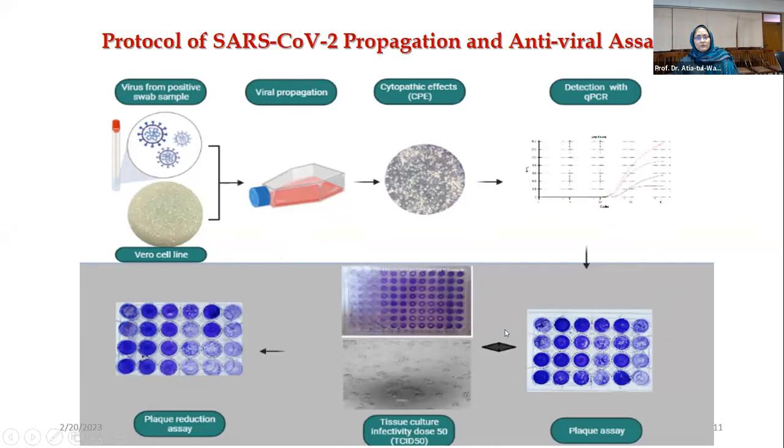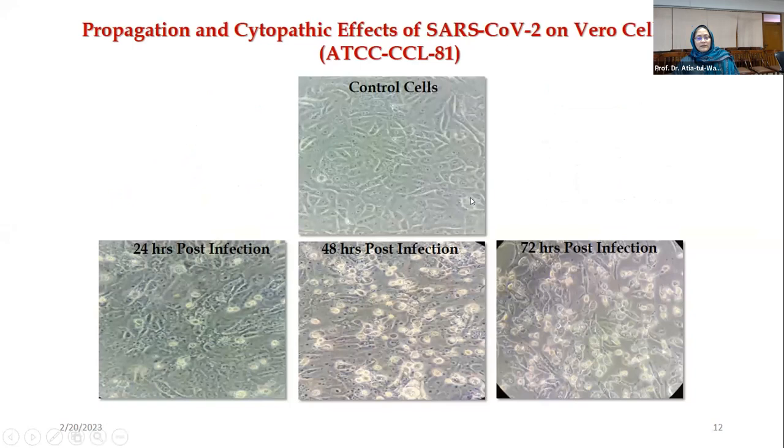So here I can show you the cell lines in which we have grown SARS-CoV-2, the Vero cell line. And these are the control cells of the Vero cell line. These images show that there is a cytopathic effect 24 hours post-infection, 48 hours and 72 hours. So the infection increases with time.